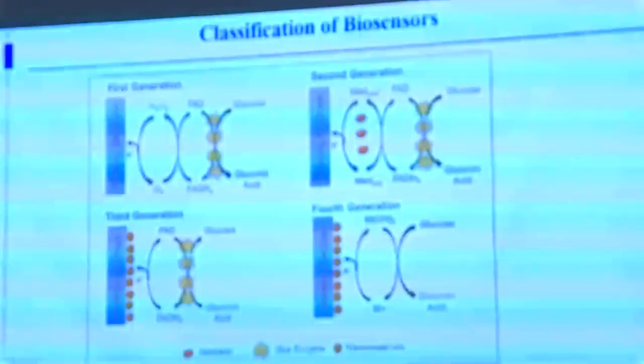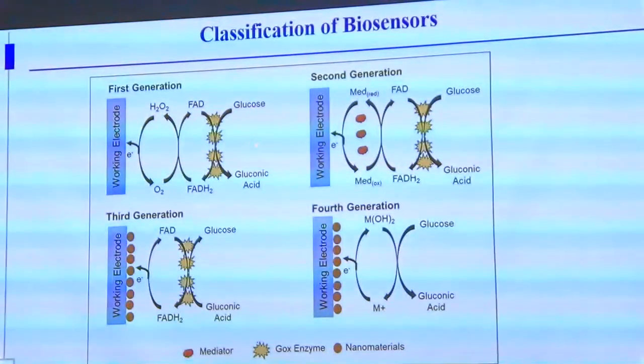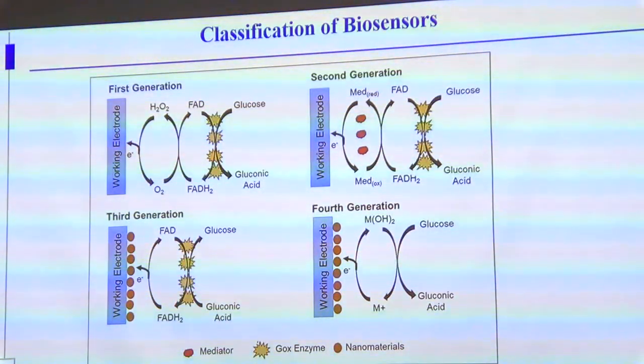The classification of biosensors. Yesterday, I think Savita discussed this in the lab. She showed you that biosensors can initially be classified based on generation: first, second, third, fourth. It's a very simple understanding. Every time we go one step forward, we are eliminating one component from the device.